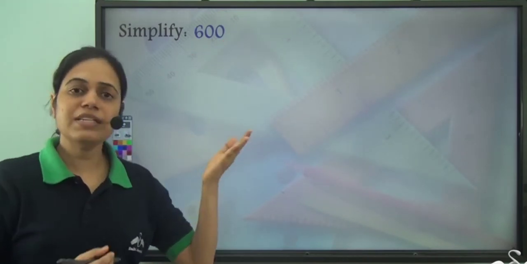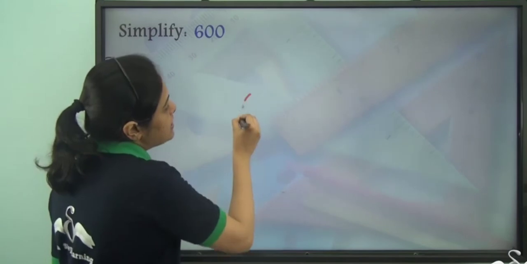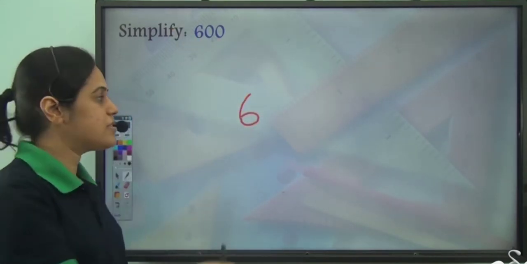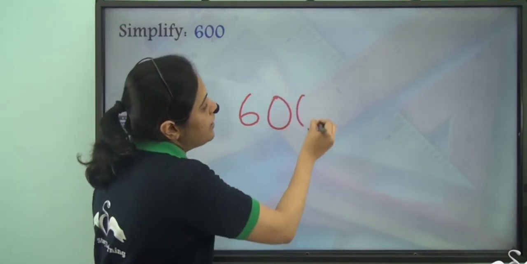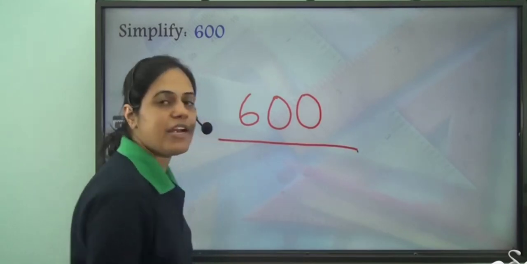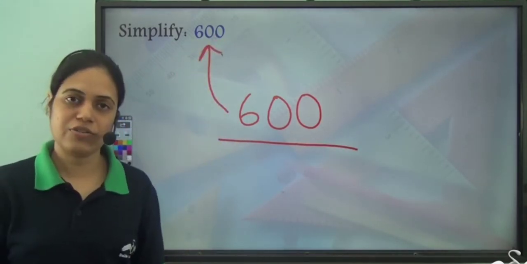And now what will be the simplified form of this number? So I simply have 600. So there are 6 hundreds. There is no term corresponding to tens. So no tens and no ones. So 600 is the simplified form and the expanded form is also 600.